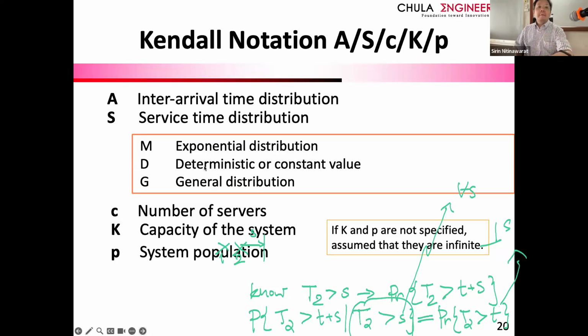So as I said, for all these notations, it's not a full description. For example, if it's exponentially distributed, you still need to specify the parameters, right? And of course, for general distribution, you still need to specify those distributions, right? But at least this notation will give you the nature of the different elements in the queuing system.